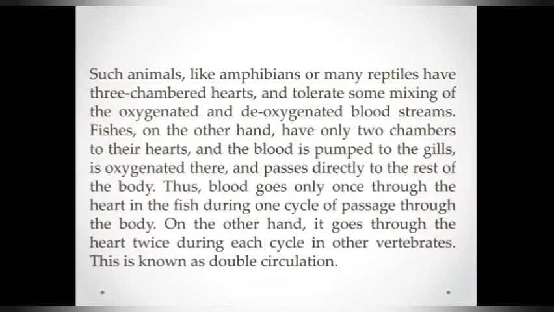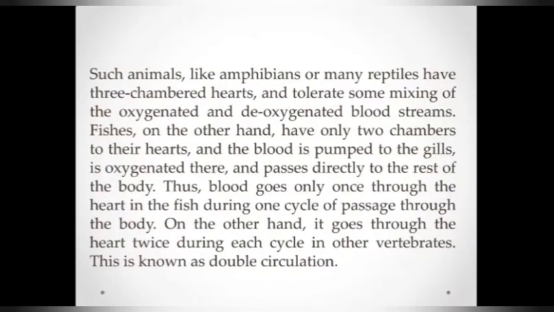Such animals like amphibians or many reptiles have three-chambered hearts and tolerate some mixing of the oxygenated and deoxygenated blood streams. Fishes, on the other hand, have only two chambers to their hearts, and the blood is pumped to the gills, is oxygenated there, and passes directly to the rest of the body.